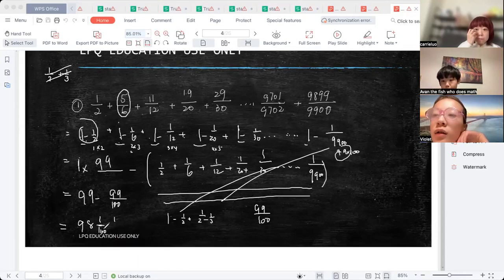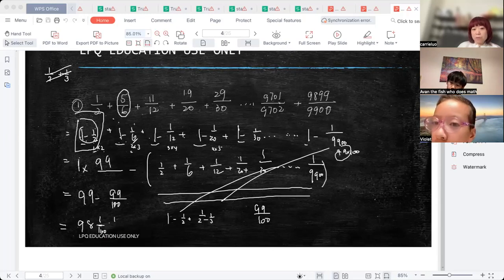Wait, how do you do it again? Which part? How do you calculate how many ones are there? See? Look, here there is 1 minus 1/2, right? How did this 1/2 come about? Is it 1 over 1 times 2? At this point, how many ones are there? 1. Okay, let's move to the second term.